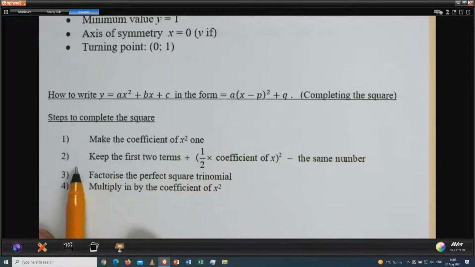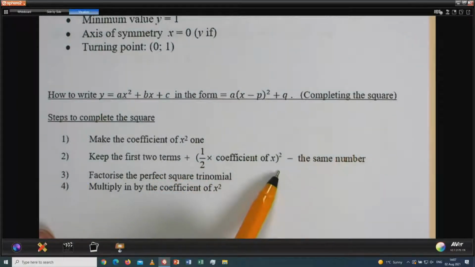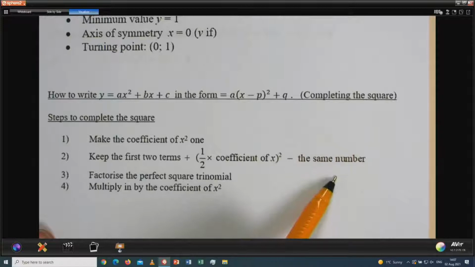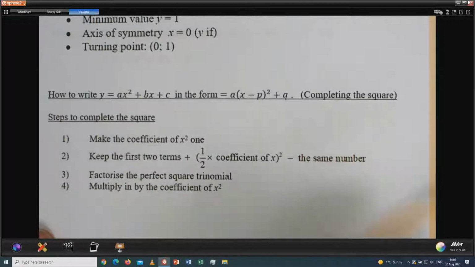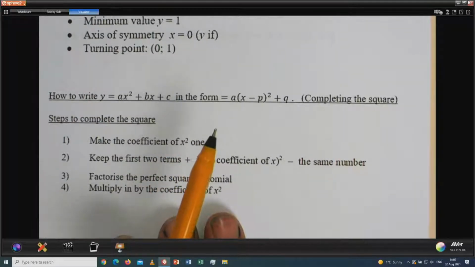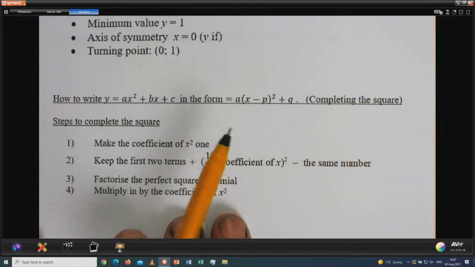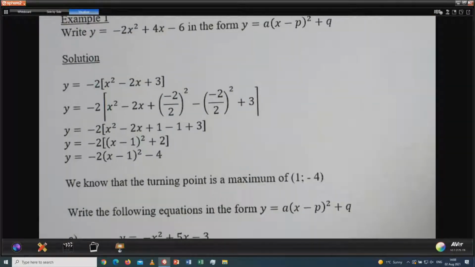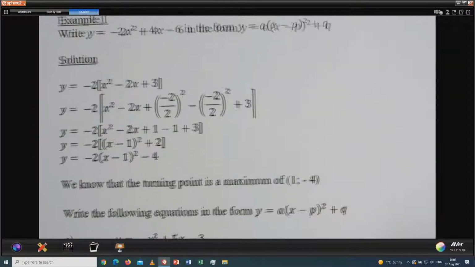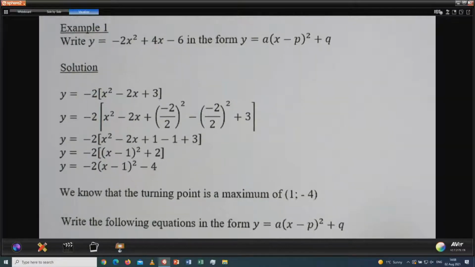The next step is to keep the first two terms, and then you add half the coefficient of x, squared, and subtract that same number. Then we can factorize the perfect square trinomial, and then we multiply in by the coefficient of x squared. So those are the steps to complete the square. You can see we are first running through the theory before we do the past paper questions.